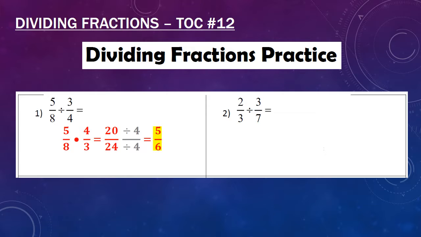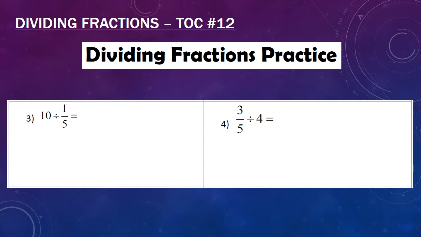Number 2, again, is straight fractions, so let's practice. Keep the first fraction the same, 2/3, change to multiplication, and flip that second fraction over. So I get 2/3 times 7/3. Multiply straight across, and you get 14/9. Oh, I've got an improper fraction. Gotta change it back to a mixed number using division. Divide 14 by 9, and you end up with 1 5/9.